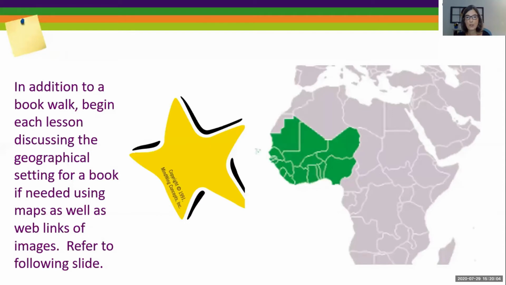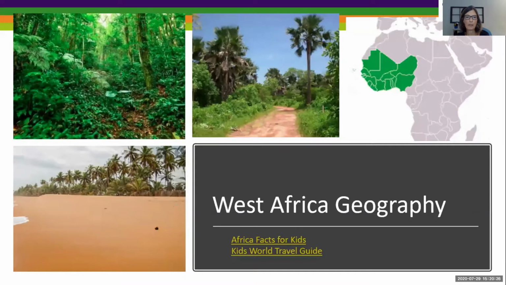So in addition to a book walk, as most teachers are familiar with before they present any book, I would think that you would also want to discuss the geographical setting for this book so that they understand that. You could use maps like this, you can use web links. This story takes place in West Africa, and I have included some links for you: Africa Facts for Kids to learn about West Africa, and the Kids World Travel Guide has additional information so that they can learn about it.